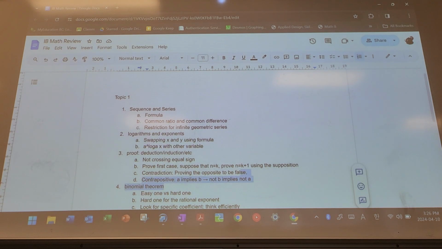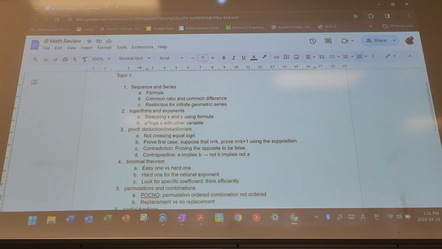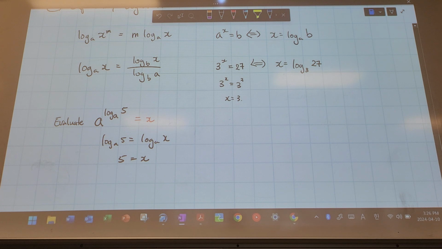Let's look at the cheat sheet. I think that's about it. It's also useful to note that for the reciprocal of the log, you can switch the x and a. Log base a of x is equal to 1 over log base x of a.